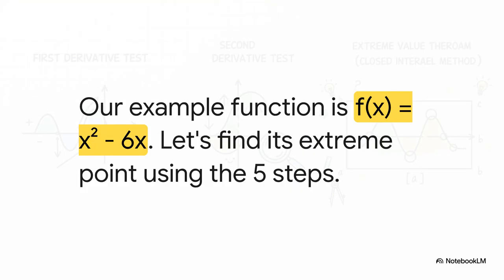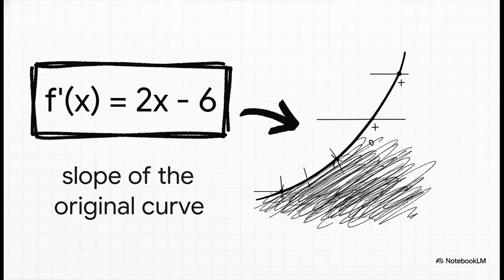Okay, theory's great, but let's actually try this out. We're going to use the function f of x equals x squared minus 6x. Our mission is to find the x value for its peak or valley. All right, step 2, find the derivative. For our function, the derivative, which we write as f prime of x, is 2x minus 6. So, this little formula here can now tell us the slope of our original curve anywhere we want.